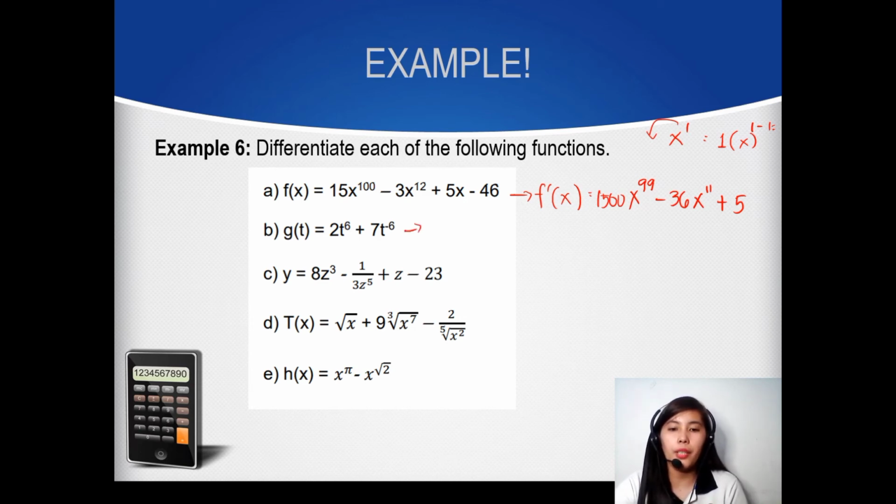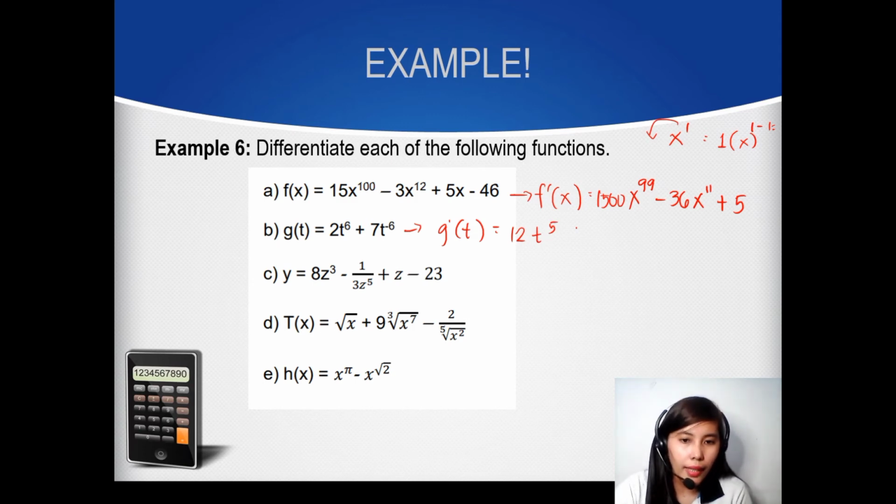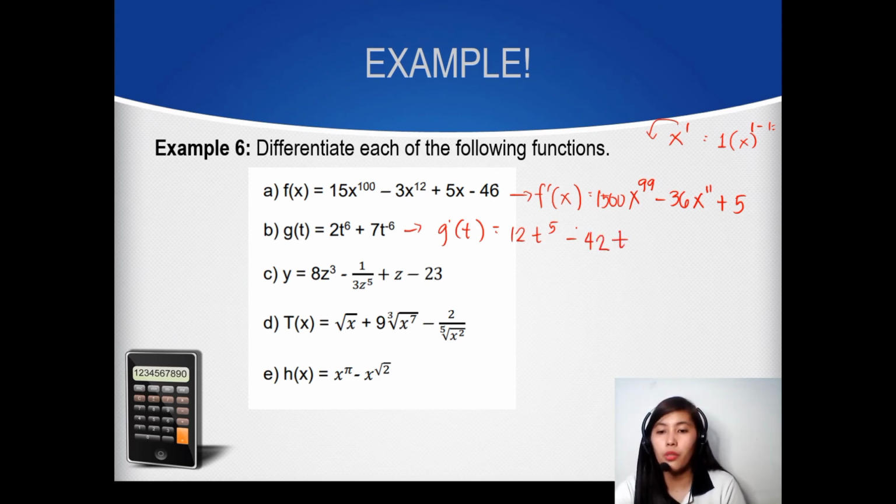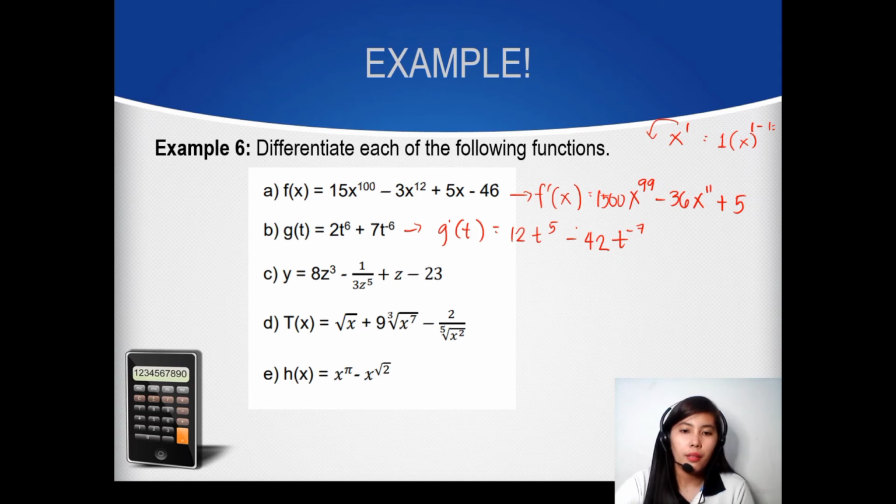Then for letter B, the g prime of t, so 2 times 6, that is 12, t raised to 5. Then this is negative, so 7 times negative 6 is negative 42, t raised to negative 6 minus 1 is negative 7. So you have to be careful with the sign of the exponent. Okay? And of course, also be careful with multiplying terms of opposite signs.